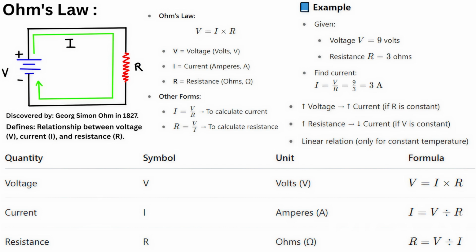So, in essence, Ohm's law is the simple but powerful rule that governs the relationship between the electrical pressure, voltage, the electrical flow, current, and the opposition to that flow, resistance. Understanding it is the first major step to understanding the world of electronics.